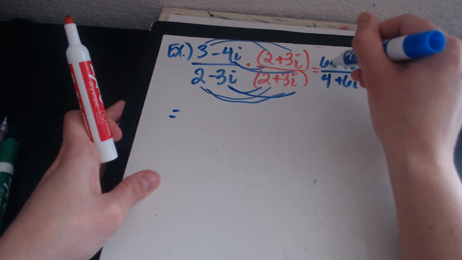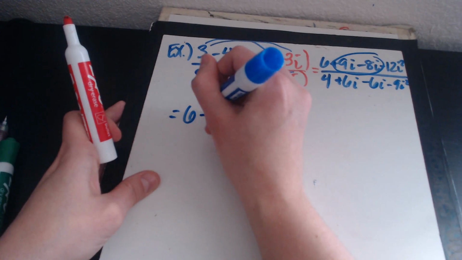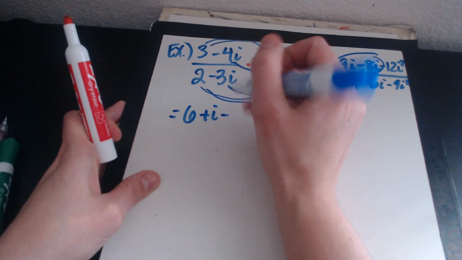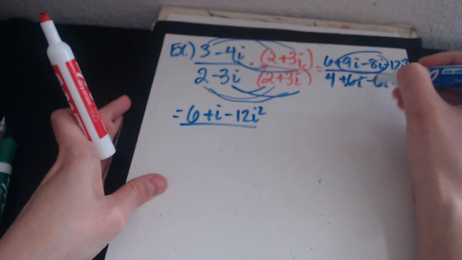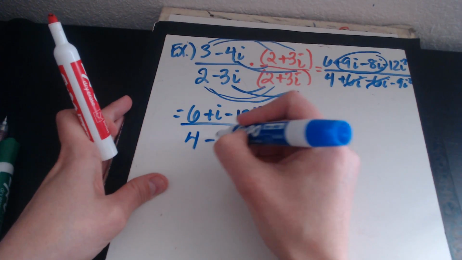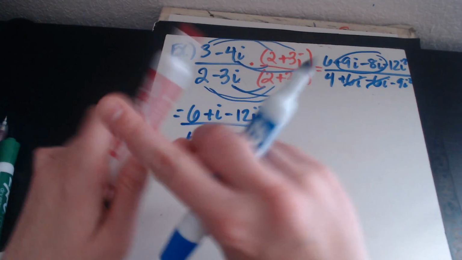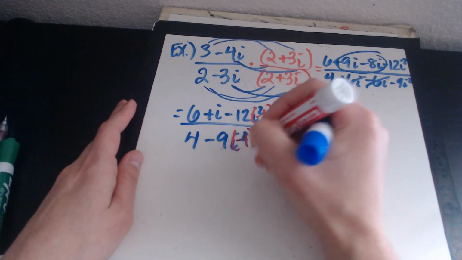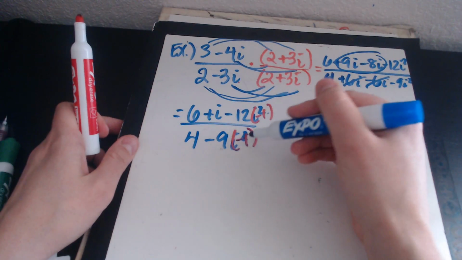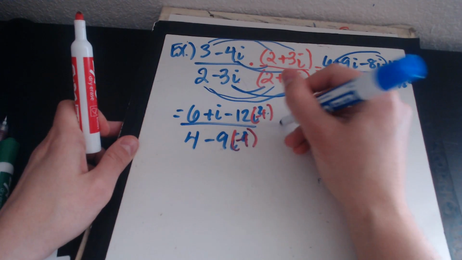We combine our like terms. So on top, we're going to get 6 plus i minus 12i squared. On the bottom, these two should cancel out. So we get 4 minus 9i squared. This is where these -1s are going to come in. So you see how I kind of write mine on top like that? You can do that as well with your pencil.